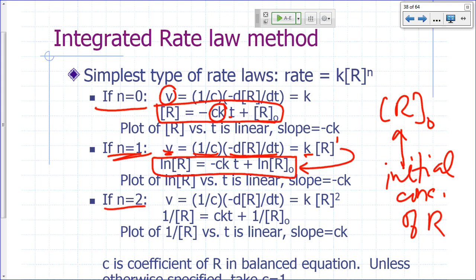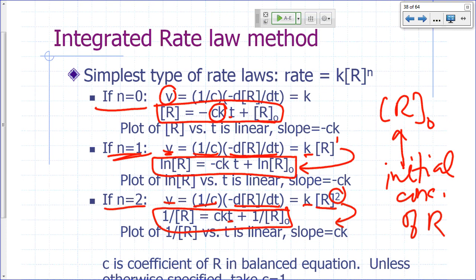Similarly, if n equals 2, the rate of the reaction is 1 over the coefficient times the rate of consumption of r, equal to k times the concentration of r squared, second order. If you solve this differential equation, this is the expression you'll come up with: 1 over r equals a constant times t, where t is time, plus 1 over r naught. These are the expressions that you'll find, and I've written them in a form that allows you to see immediately what you can do to get the values for the rate constant.